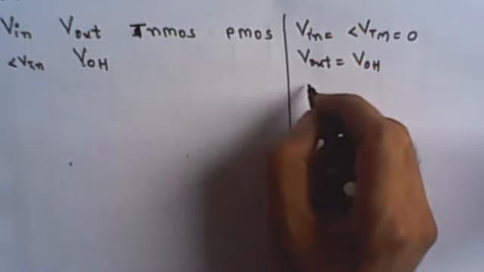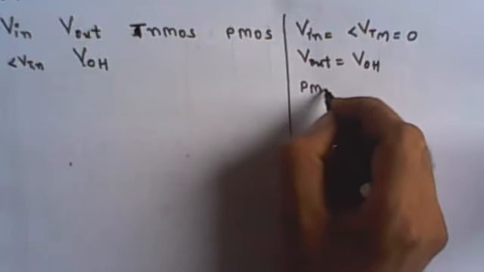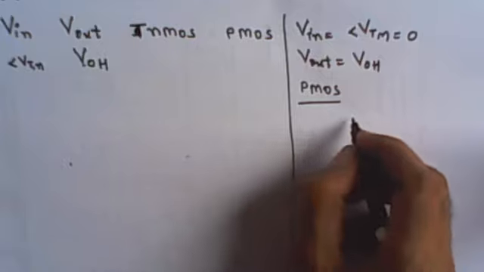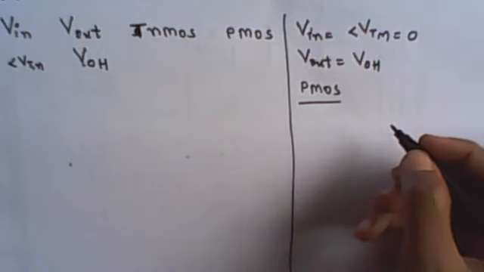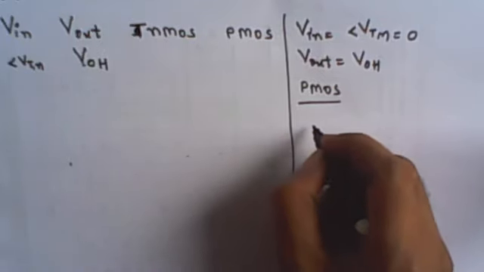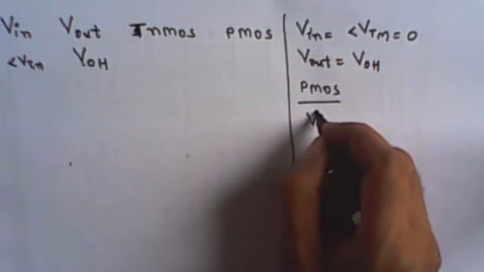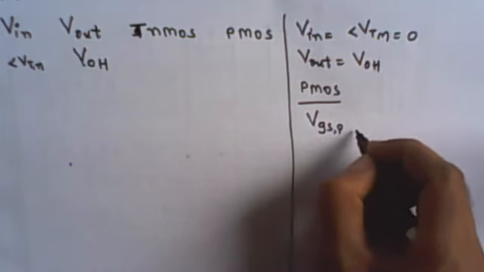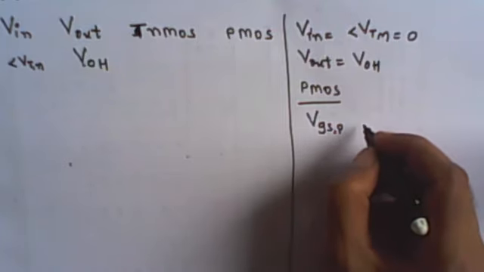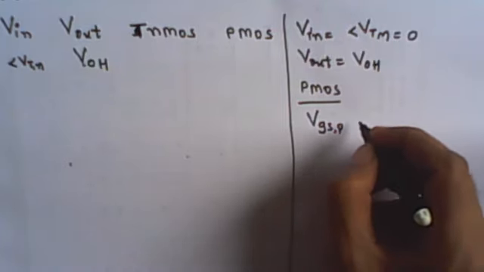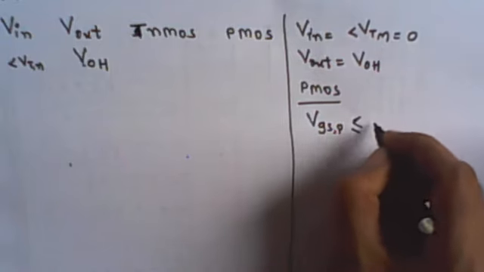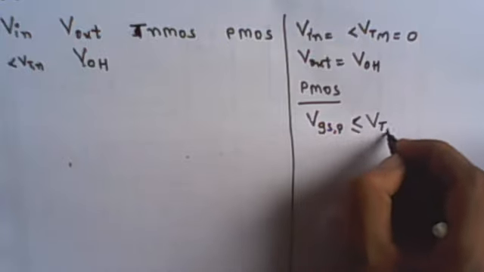So let me first check for the PMOS. What is the operating region of the PMOS? Does it operate in conducting or is it in cutoff? Let me check first its VGS of P. Is it less than the threshold of the P MOSFET or not, for the conducting, right?